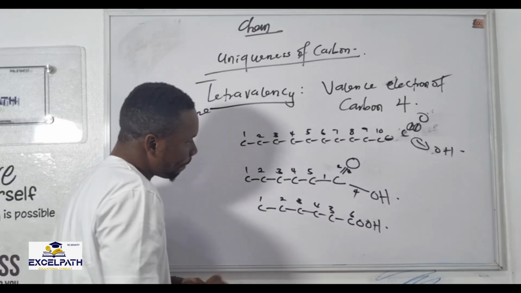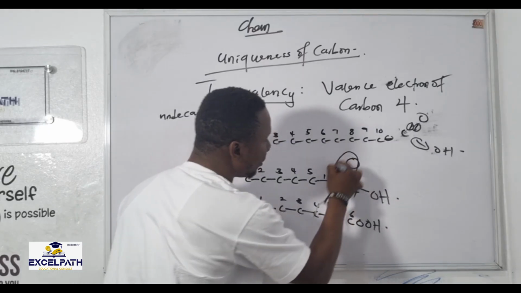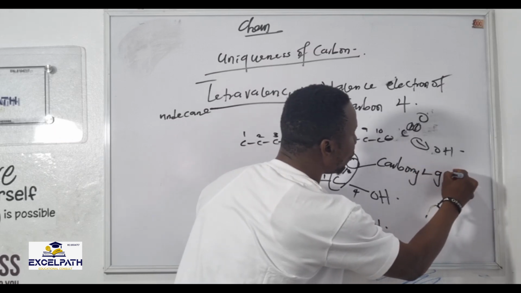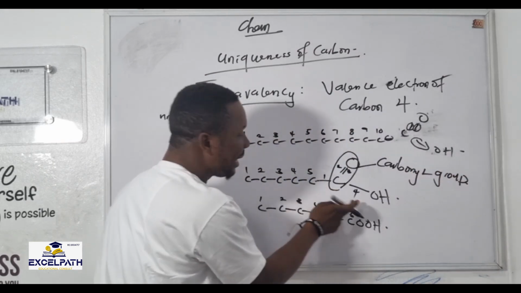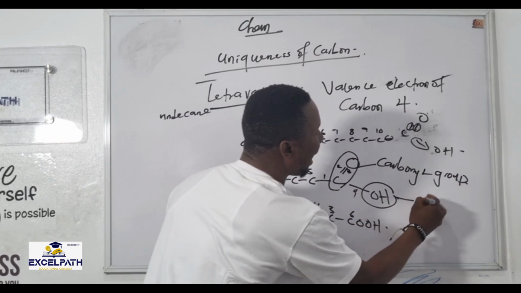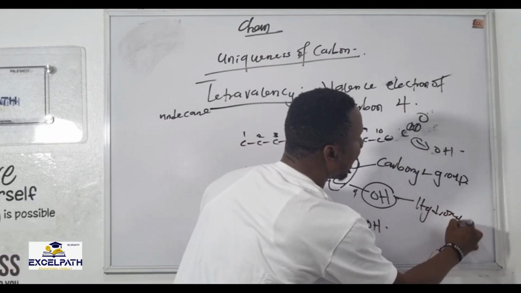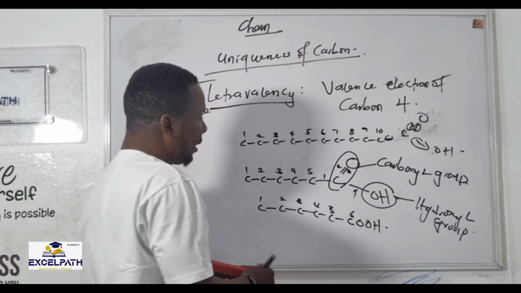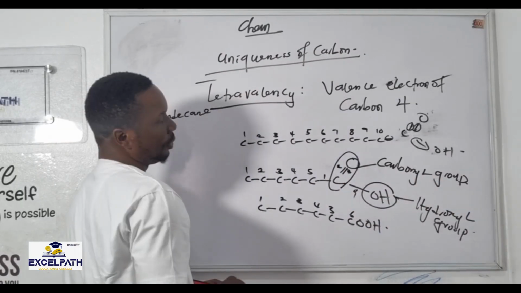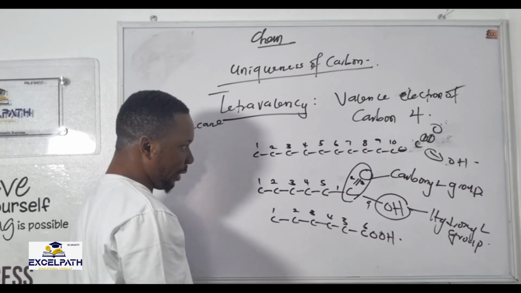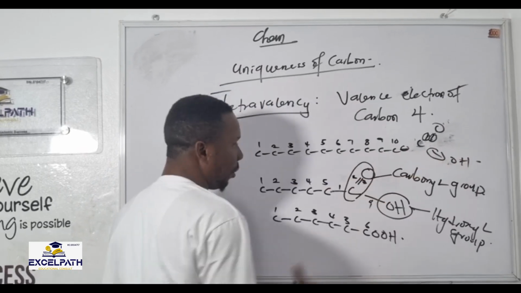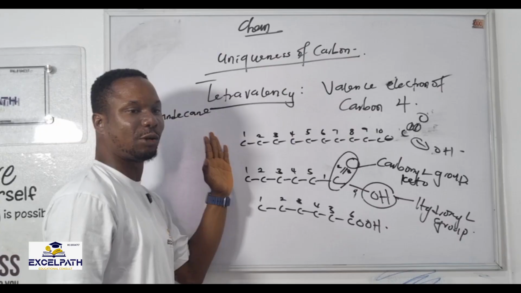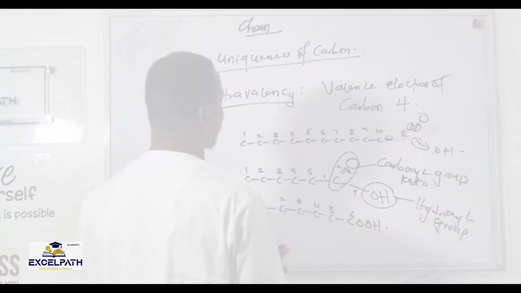In this place, carbon links with oxygen to form the carbonyl group. Now, carbon links with OH here to form the hydroxy group, which is called the alcohol group. This CO group is called the carbonyl group. Are you getting it now? This is the carbonyl group, or it can also be called the keto group. Keto group. That is what tetravalency is talking about.